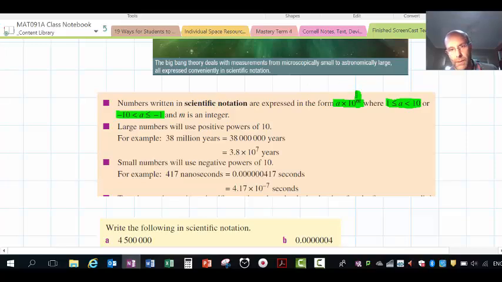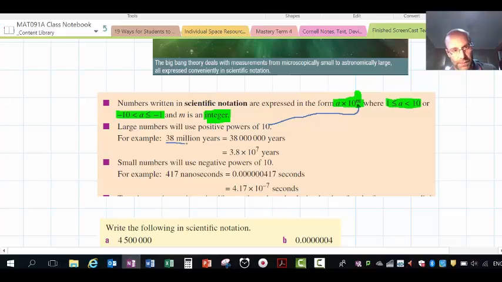Now the m here, that little index, is an integer, which means a whole number that's positive or negative. It can be positive or negative, but it's a whole number or zero, but it cannot be a fraction or a decimal. So the m must be an integer. It's important. So make sure you understand the form, otherwise you're not writing in correct scientific notation. Large numbers will use positive values of m, so the m will be a positive.